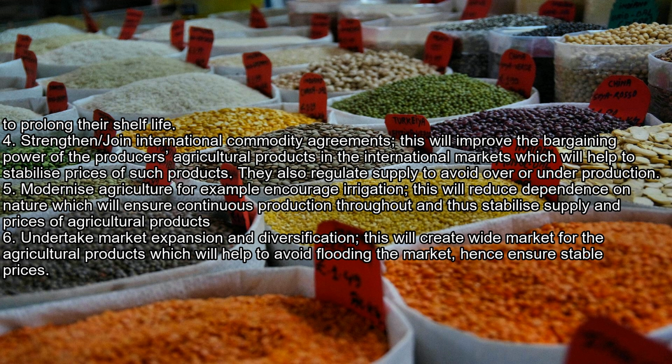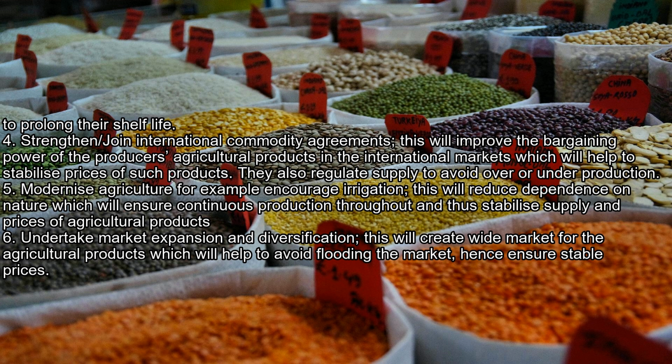To prolong the shelf life. 4. Strengthen/join international commodity agreements. This will improve the bargaining power of the producers of agricultural products in the international markets, which will help to stabilize prices of such products. They also regulate supply to avoid over or underproduction. 5. Modernize agriculture. For example, encourage irrigation.